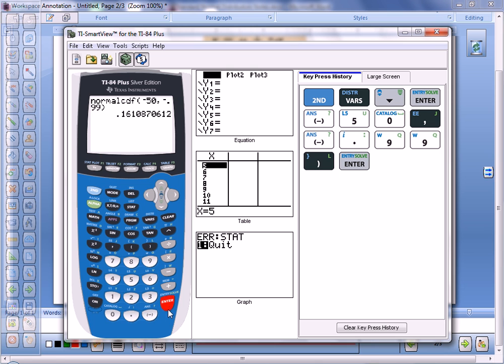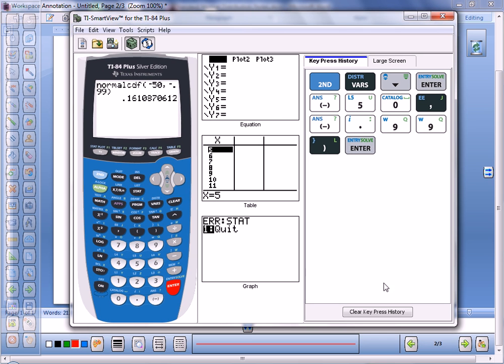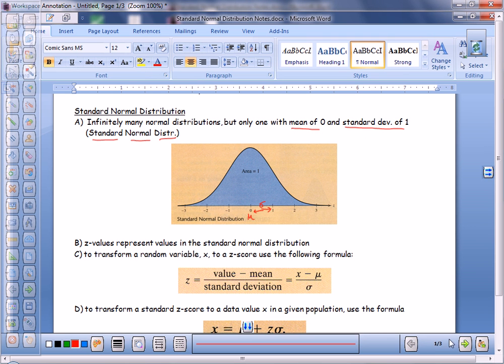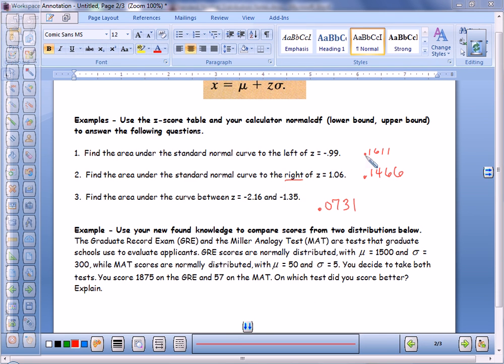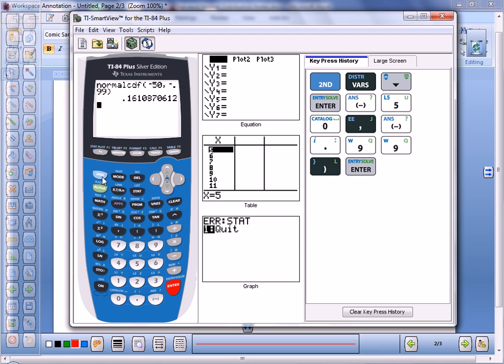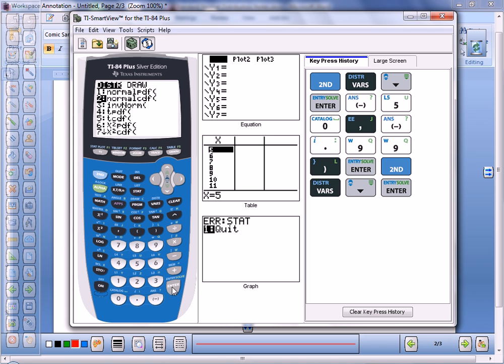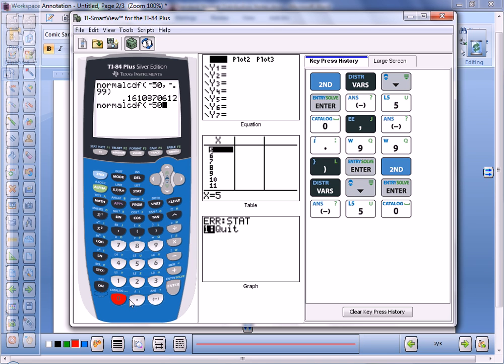Let's take a look back and see what we got when we were on that page. What did we get for the first one? 0.1611. Same thing. All right, now let's do the same process. Normal CDF, because we're working on a normal curve. This time we want to the right. When we go to the right, this is to the left. To the right, we'll start off with the z-score and go up to a big positive number, say 50.